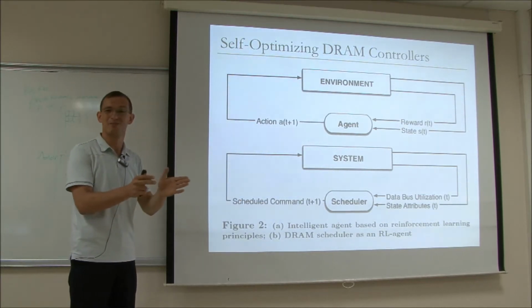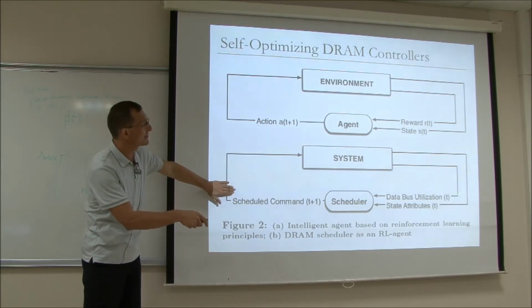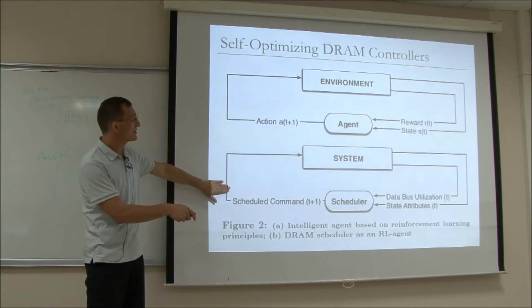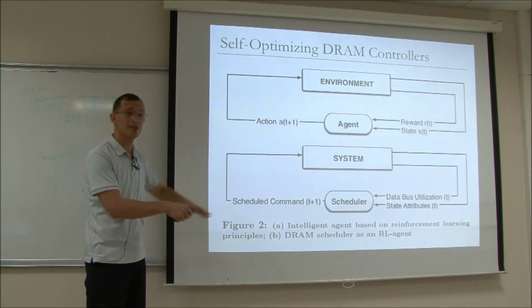But beyond some point, you don't want to delay refreshes. But basically, you choose the command, and the scheduler observes the data bus utilization, and based on that, updates the current state. And how does it encode the state?